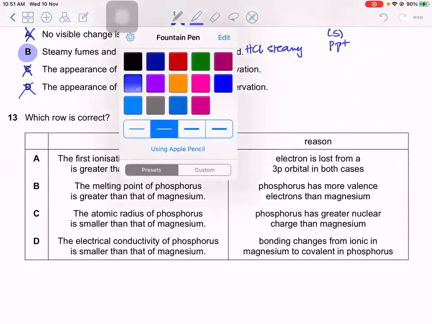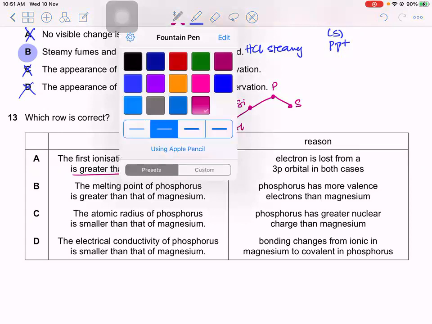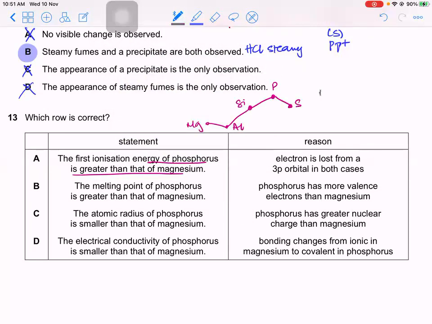Statement, let's see. First ionization energy of phosphorus is greater than that of magnesium. So you know this is magnesium, then there's a decrease to aluminum, then there's an increase to silicon, then there's an increase to phosphorus, then there's a decrease to sulfur. Do you remember this trend in ionization energy? And magnesium and phosphorus are across the period. So why does the ionization energy increase across the period? Because the radius decreases, shielding is constant, and the nuclear charge increases.